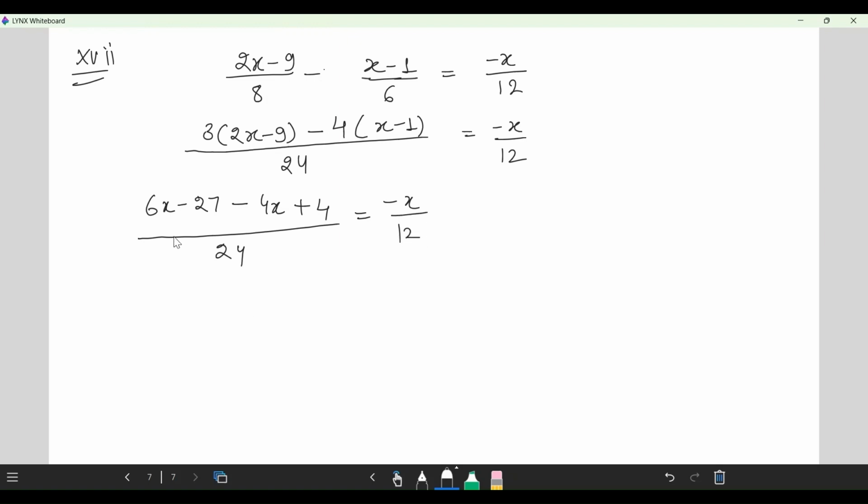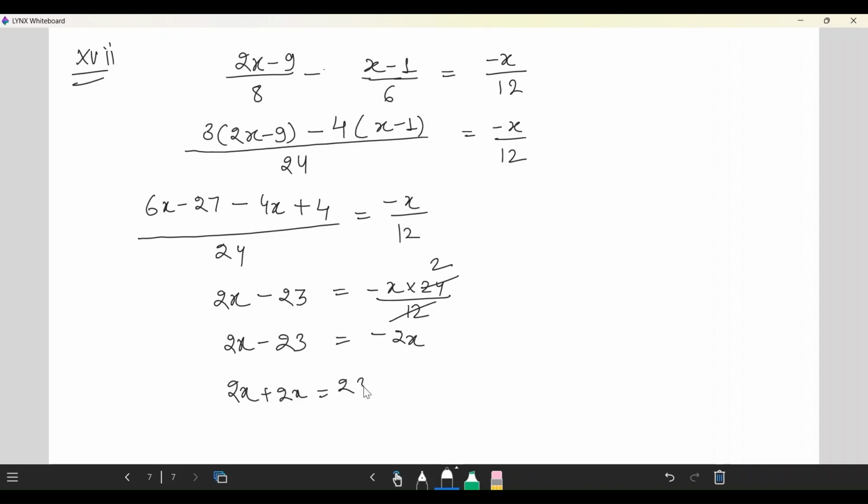Okay, now 6x minus 4x, that is 2x. Okay, and minus 27 plus 4, that is minus 23, because the negative number is greater here. And upon 24, this 24 can be transferred to minus x into 24 upon 12. 24 in the denominator, when transferred to RHS, will come in the numerator. Yes. So 12 times it, like this. Okay. So minus 2x. When I transfer from here to here, what do I get? 2x plus 2x is equal to 23. 4x equals 23. x equals 23 upon 4.